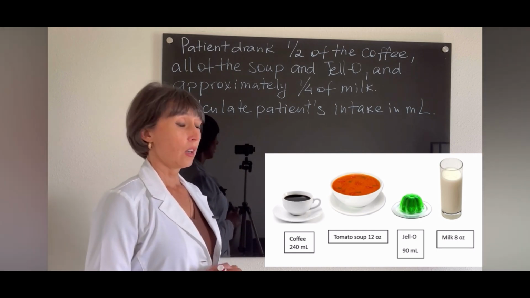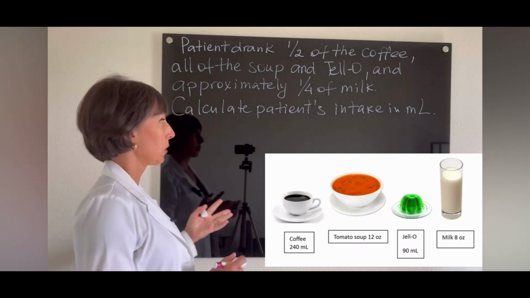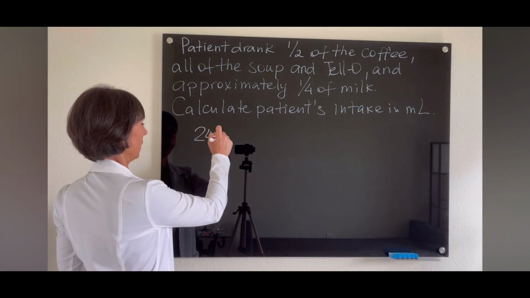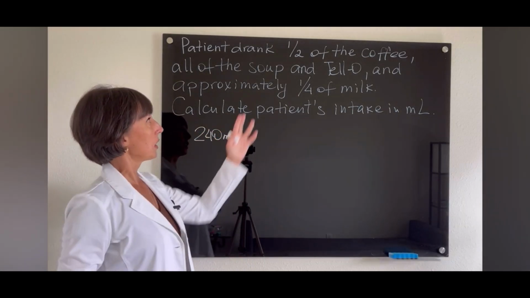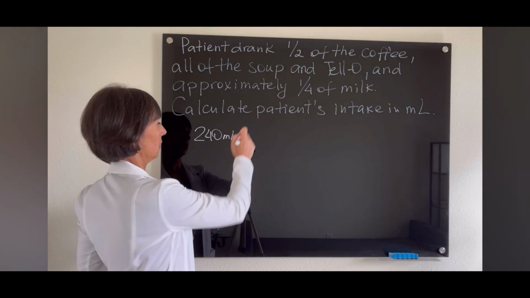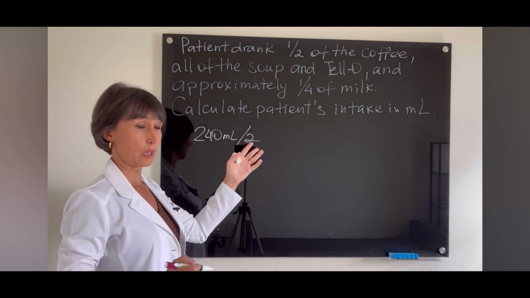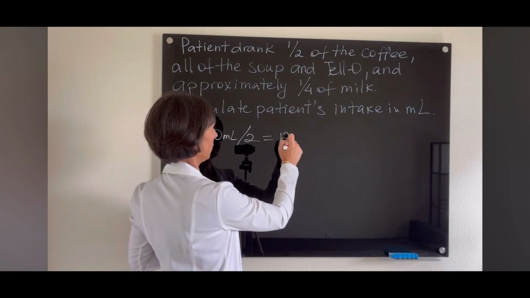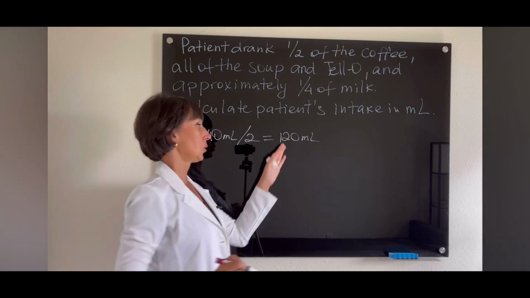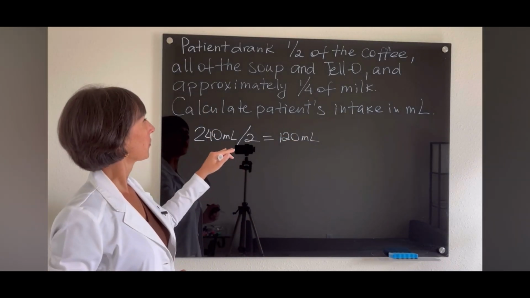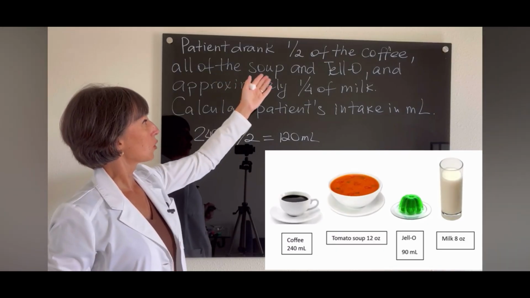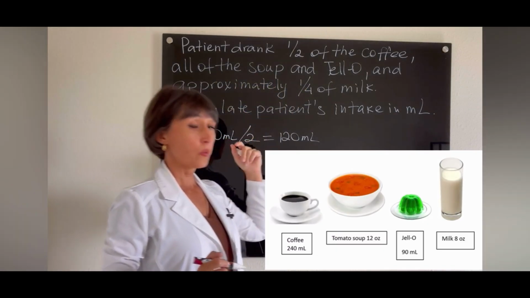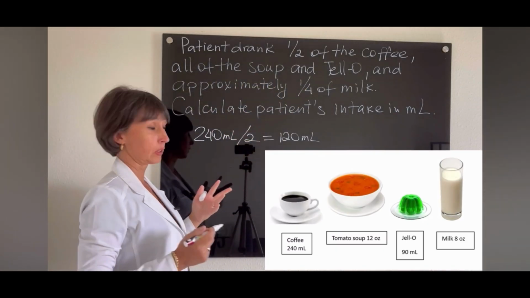Coffee was 240 milliliters, and the patient only took half of it, so we can divide by 2. Got 120 milliliters for coffee. Okay. Next we have soup and jello. Soup was 12 ounces and the patient took the entire thing.